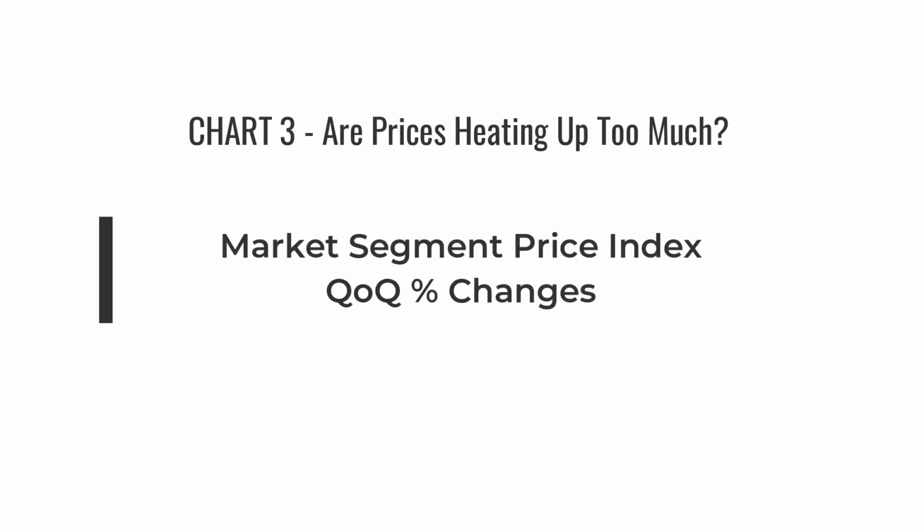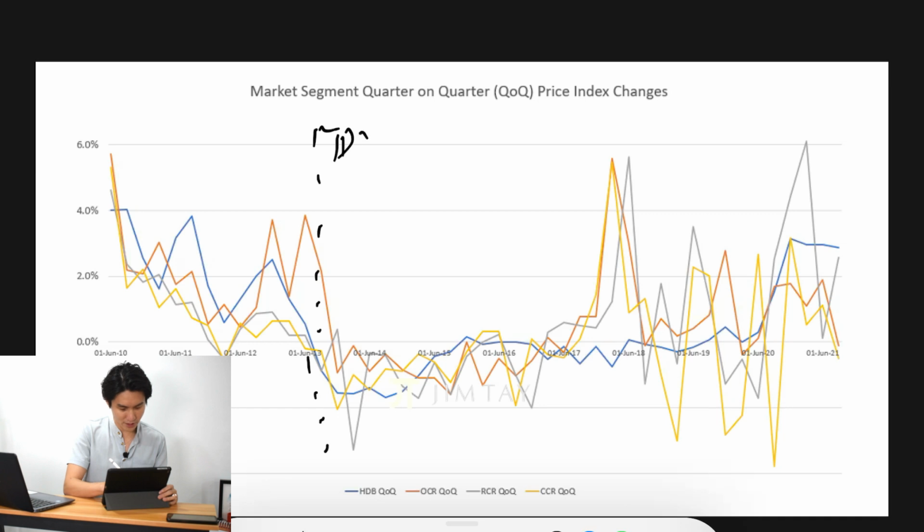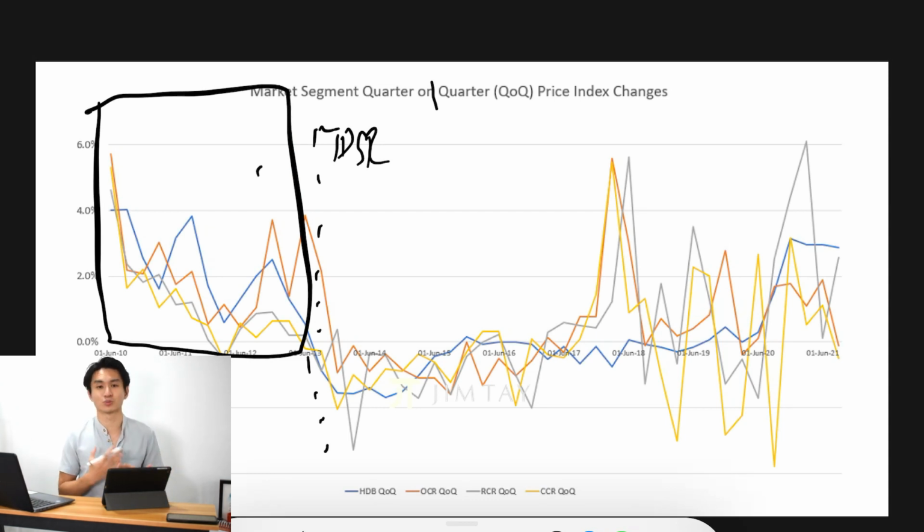Continuing on the topic of whether cooling measures are coming, here's another graph that will show you whether the market is really heating up. It's a market segment quarter-on-quarter price index change. Again, this data is taken from URA. You'll see that back then, before TDSR, I will always reference TDSR here, the price was constantly in positive growth territory. Hence, the market had to be cooled down before it continued to speed up further.